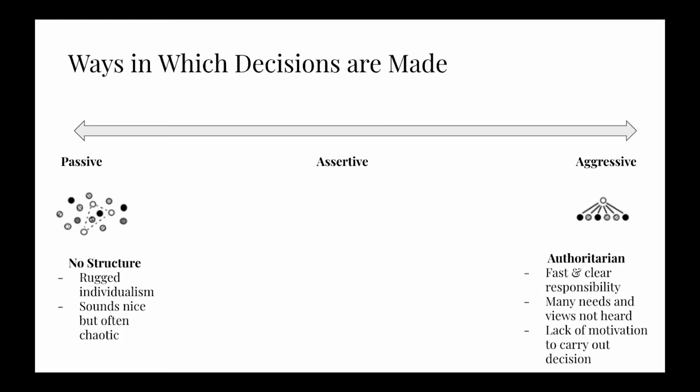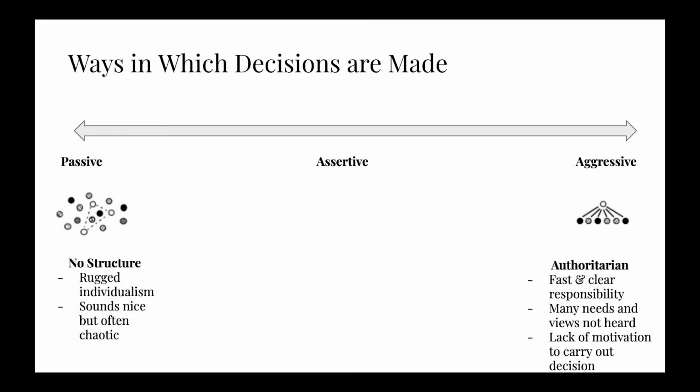Then, on an aggressive end, is an authoritarian approach of making decisions, when a leader or leaders who usually hold positions of power direct the decision to the rest of the group. This approach works well when fast decisions need to be made and there is a clear accountability and responsibility for the decisions made. However, with this approach, usually many needs and views are not heard, and other members in the group may not understand or agree with the decisions made. This in turn leads to demotivation of other members in the group to carry out the decision.